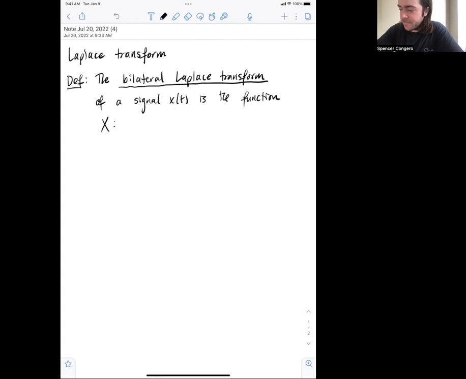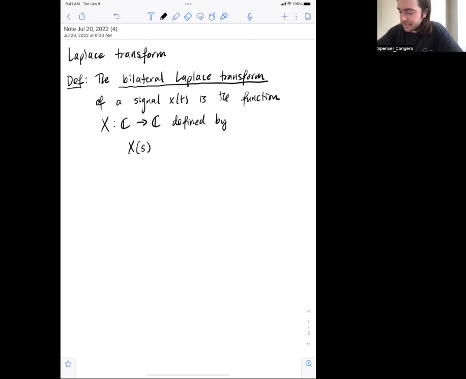Now I'm going to use some math notation to tell you some information. I'm going to write that X is from C to C. In other words, X is a function whose inputs are complex numbers and the outputs are complex numbers. For the Fourier transform, the input was a real number, right? That omega, the frequency, was a real number. Here, for the Laplace transform, our inputs can be complex, and the outputs can also be complex, just like Fourier.